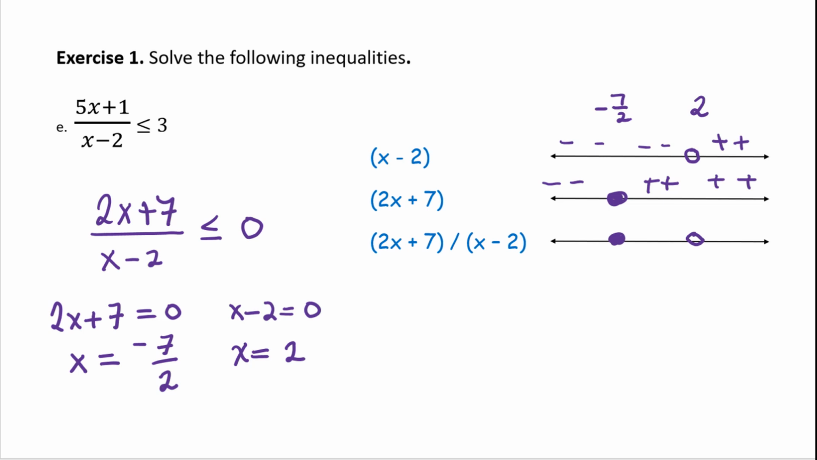Multiplying two negatives together in the leftmost region, negative times negative is positive. In the middle region between negative 7/2 and 2, we multiply a negative and a positive, and that product will be negative. And finally, in the rightmost region, the product of two positives is positive. Now, we are looking for the interval in which the answer is equal to or less than 0.